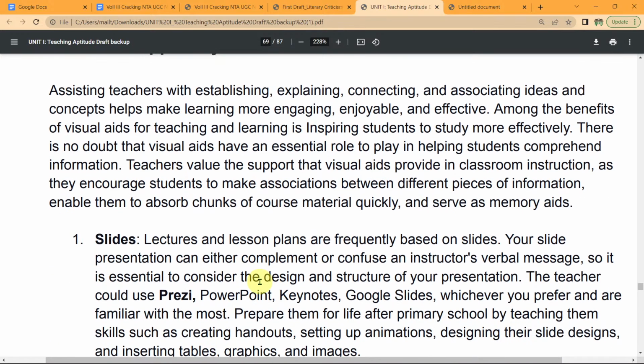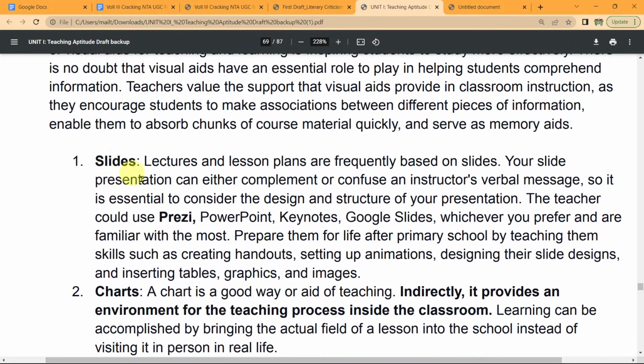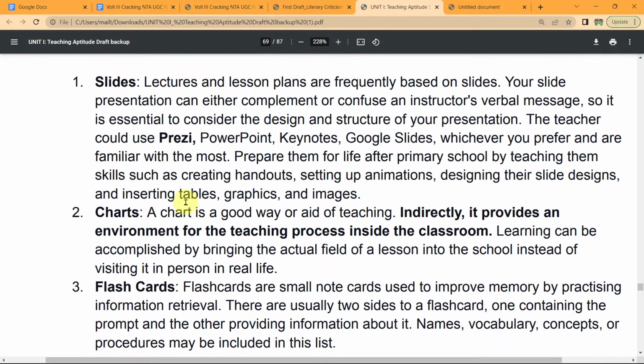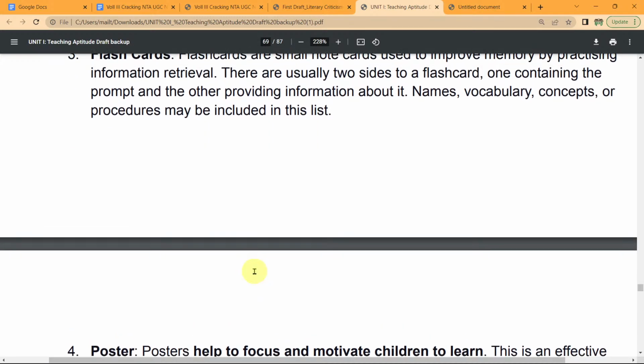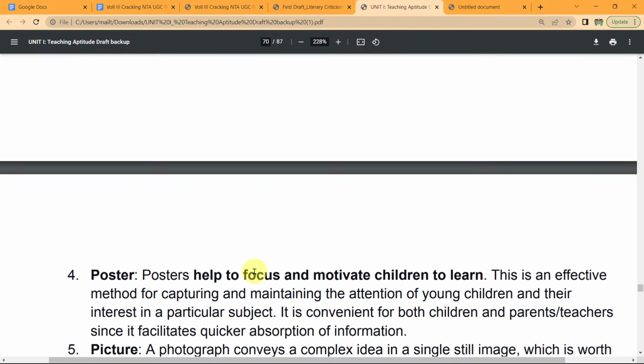And visual support system comes whatever the slides, Prezi, that I taught a couple of, like 6 classes from Prezi, and also we taught from PowerPoint, Keynotes, Google Slide and all. Charts, indirectly it provides an environment for the teaching process inside the classroom. A flashcard, again one side is written information, other side is written the word.